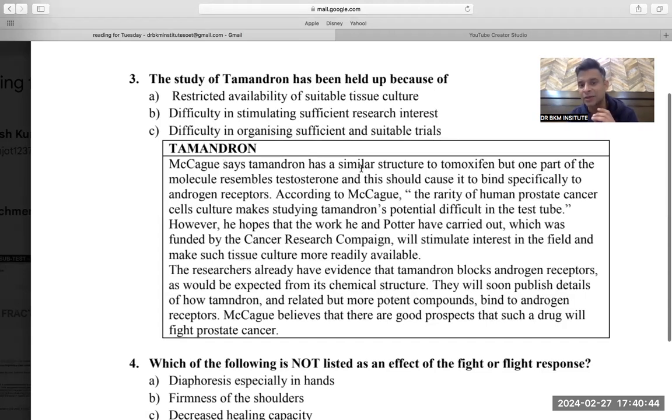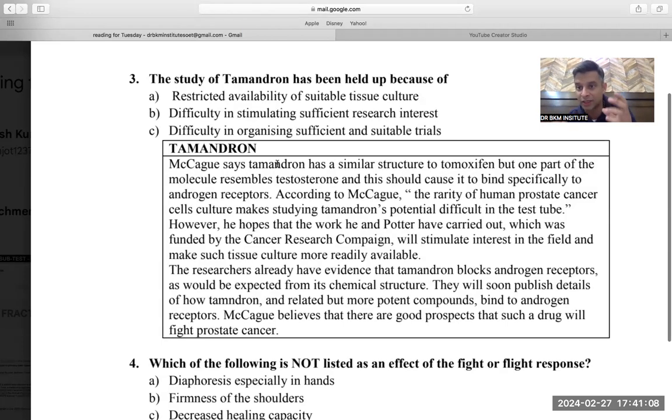McGay starts, temodrone has a similar structure to tamoxifen, but one part of the molecule resembles testosterone. So temodrone and testosterone have a similar structure; only one part of these two is the same. And this should cause it to bind specifically to the androgen receptors because one part is the same.